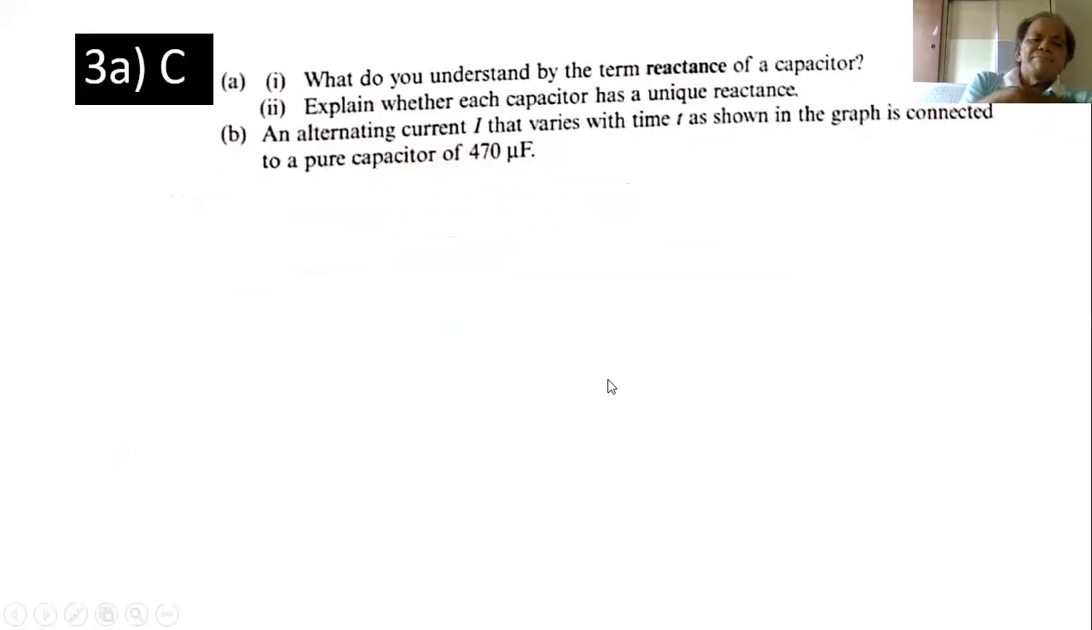Okay, let's try a structured question. What do you understand by the term reactance of a capacitor? And then we will finish it off. I think we still got 7 minutes.